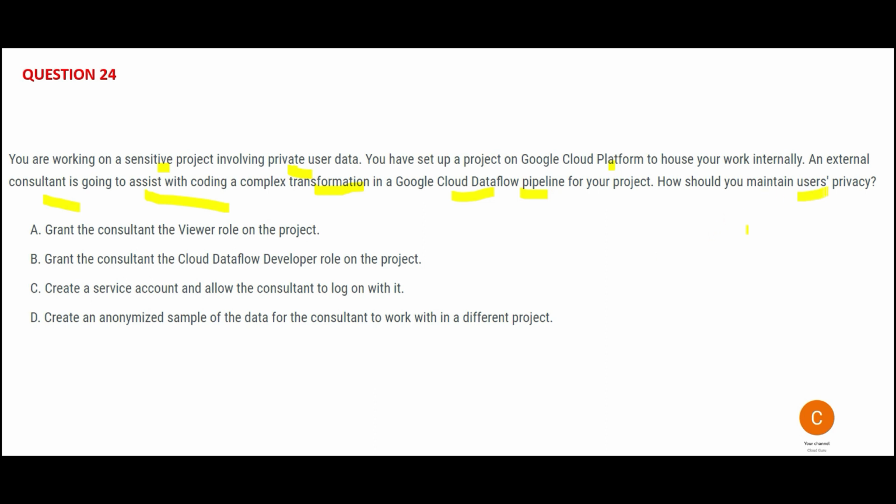How should you maintain users' privacy? Now this external person will get access to your data and he can see all your private data. He is able to see all your sensitive data. You want to prevent that from happening. How will you do it?